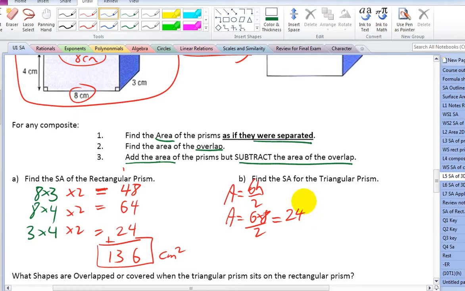24. And then double it. So it's going to be 48. I always like to divide by 2 so we can see exactly where it is. Tony?